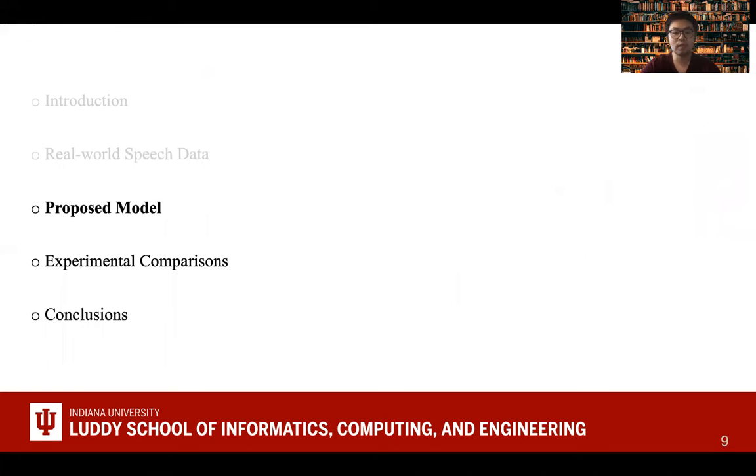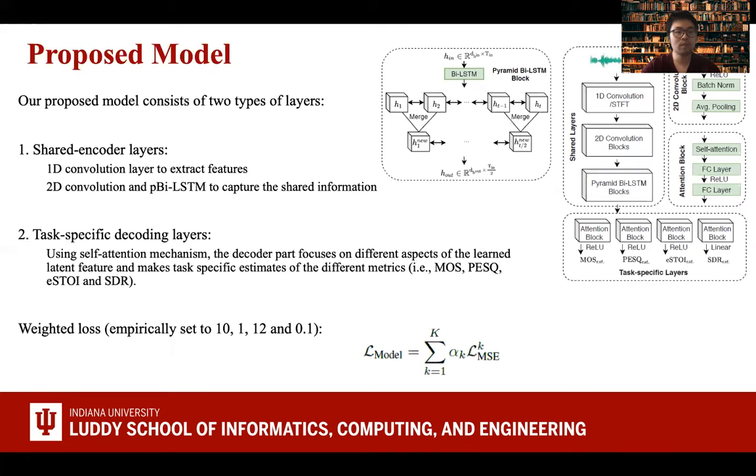And next, I will introduce our proposed model. Basically, the model consists of 2 types of layers, including the shared encoder layers that are based on a 1D convolutional layer to extract the features, or the conventional short-time Fourier transform, followed by 2D convolutional layers and the pyramid bidirectional LSTM layers to capture the shared information.